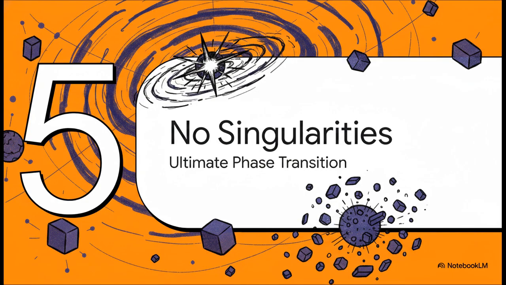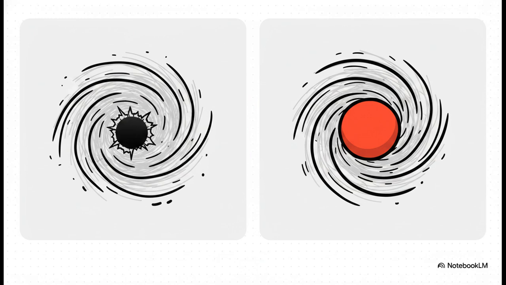Section 5. Black holes without singularities, the ultimate phase transition. Under standard general relativity, a black hole collapses into a singularity. That's a point of infinite density where all our math just completely breaks down. It's essentially a giant error code in the fabric of the universe. But the ozomechanical model offers a really elegant alternative.